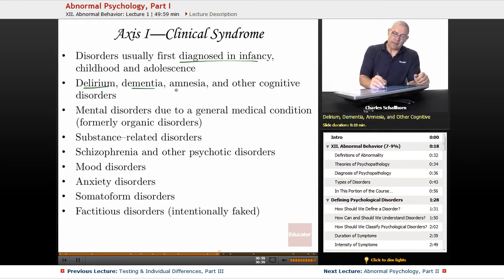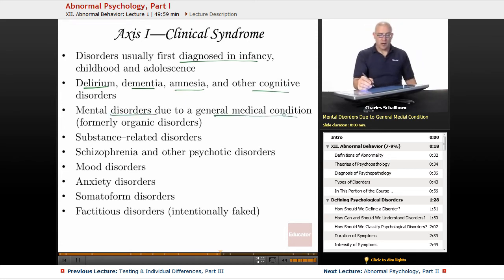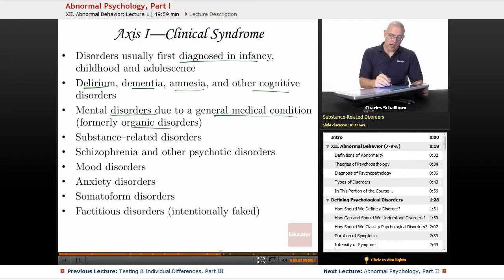Delirium, dementia, amnesia, and other cognitive disorders is another category within Axis 1. Are these mental disorders due to a general medical condition? This is formerly known as an organic disorder. Are there substance-related disorders? Not something we deal with in AP Psych, but certainly something that psychologists and counselors will deal with. Schizophrenia and other psychotic disorders. We definitely deal with these.